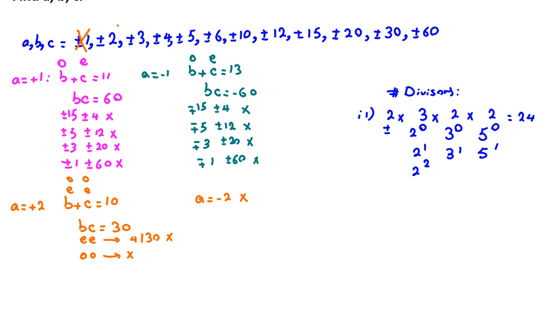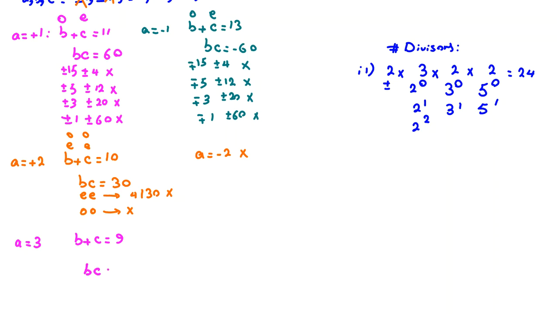So we can remove plus minus 2. Now let's check 3. If A is 3, B plus C plus 3 is 12. So B plus C is 9. And BC is what? ABC is 60. So BC is 60 over 3, 20.